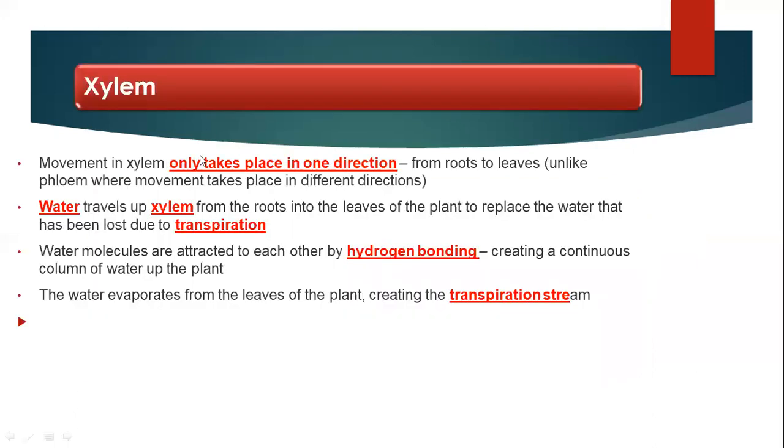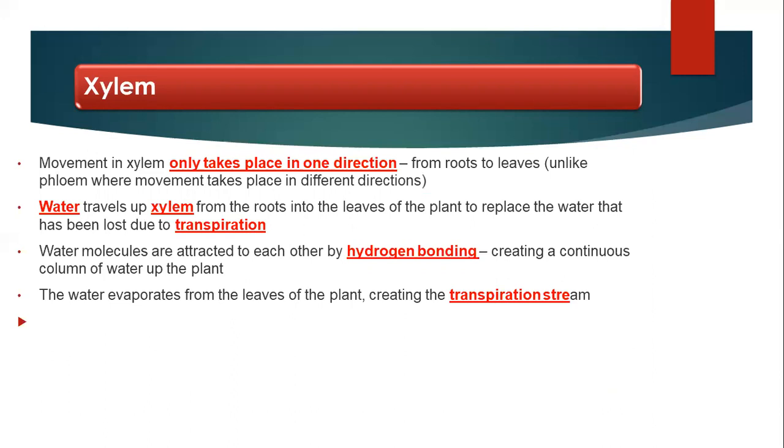So movement in the xylem only takes place in one direction, from root to leaf, unlike phloem. The direction of movement of fluid, water and minerals, in case of xylem is only one direction from root to leaves. Water travels up the xylem from root into the leaves of the plant and replaces water that has been lost by transpiration. Transpiration is the water loss from the plant through leaves.